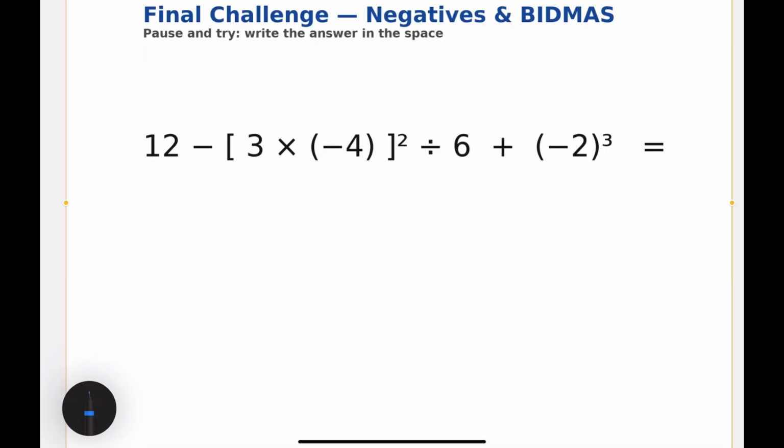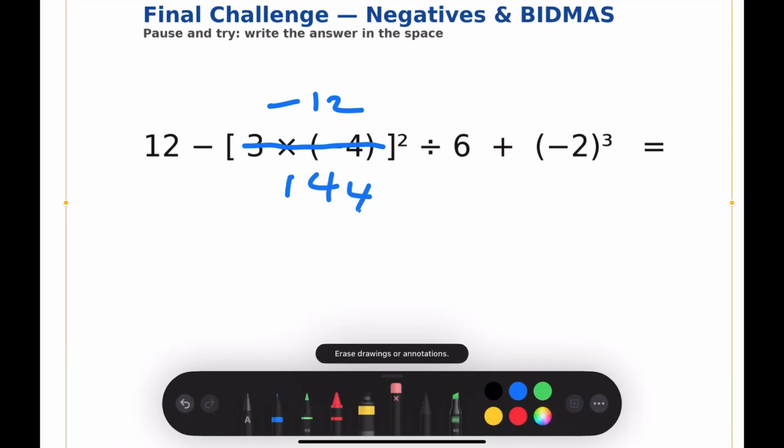So first of all, whenever you're doing a long question like this, you think of BIDMAS, and the first thing in BIDMAS is brackets. So let's do the brackets first. So the first set of brackets is 3 multiplied by minus 4, which is minus 12. So we know that inside the brackets, we now have minus 12, and it is minus 12 squared. So that becomes 144, as you are squaring what's inside the brackets, which is minus 12.